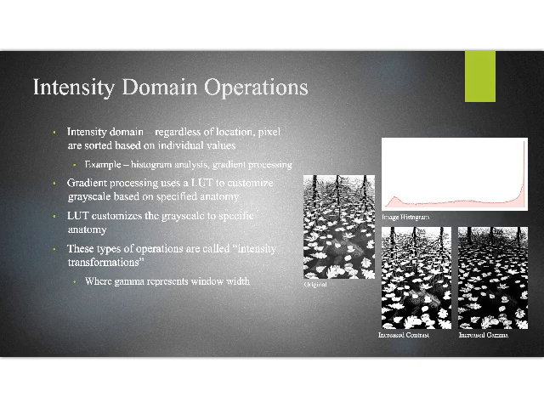And gradient processing is going to further use information in a lookup table to customize grayscale based on the specified anatomy. Now that's really interesting, because what that's saying is that every chest x-ray has a certain range of grayscale values that looks like every other chest x-ray. So we can use that information to enhance contrast or to normalize images.